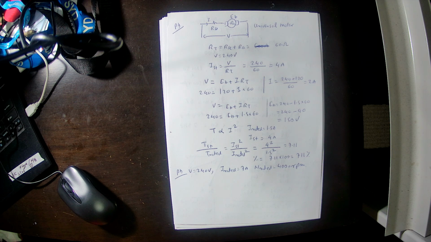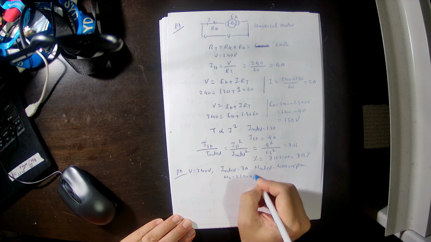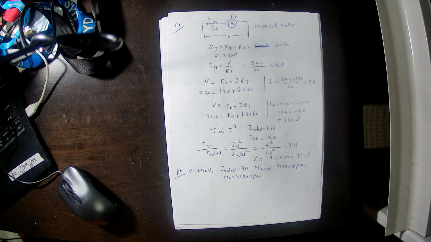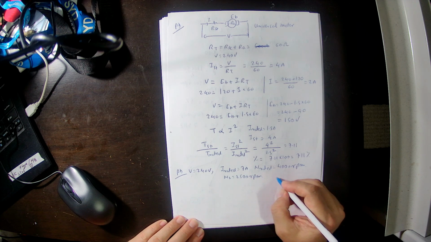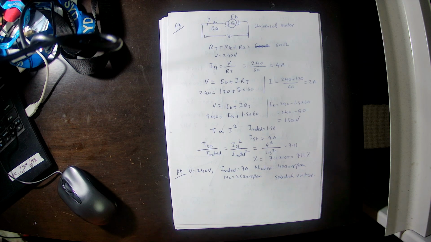The speed is to be reduced to 2500 RPM. So in this case now N2 is 2500 RPM. We need to calculate the voltage required at constant torque, speed proportional to voltage. So we have to calculate the voltage. How much voltage? At 4000 RPM the current is 7 ampere and rated voltage 240 volt. And when you reduce the speed to 2500 RPM, what will be the voltage?